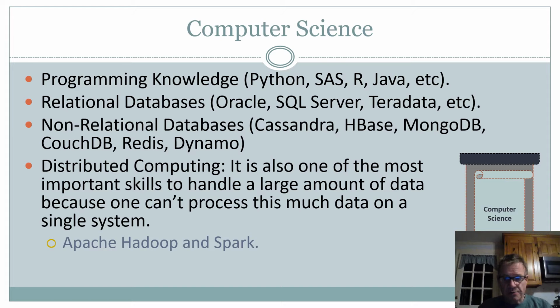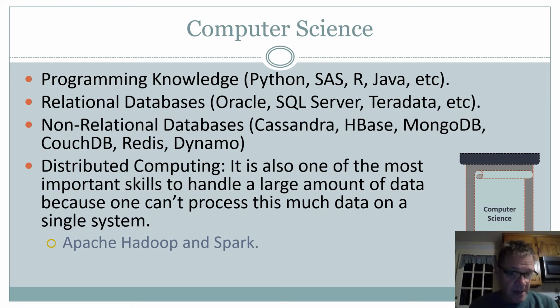Computer science includes a variety of areas within this field, which are all important to keep in mind. There are programming knowledges. There are languages such as Python, SAS, R, Java, and a variety of other languages. There are relational databases, which are a key component of data and data science. Databases such as Oracle, SQL Server, Teradata, Netezza, MySQL, Sybase. Any of these things will do that type of job.